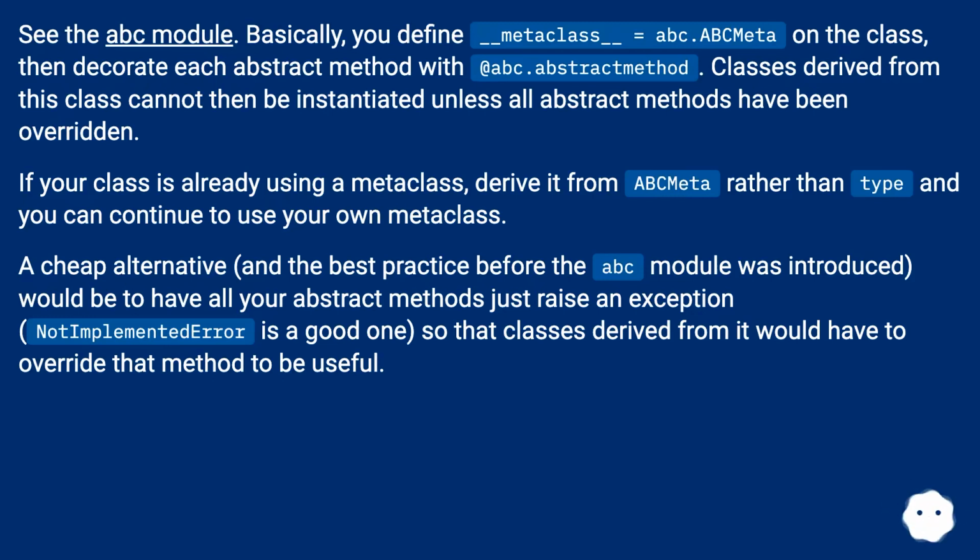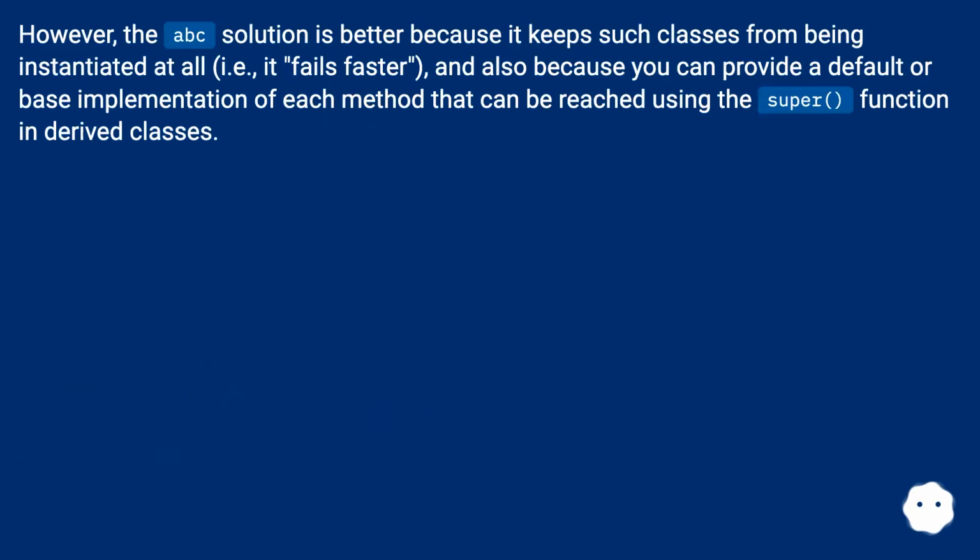A cheap alternative, and the best practice before the ABC module was introduced, would be to have all your abstract methods just raise an exception. NotImplementedError is a good one, so that classes derived from it would have to override that method to be useful. However, the ABC solution is better because it keeps such classes from being instantiated at all, i.e., it fails faster, and also because you can provide a default or base implementation of each method that can be reached using the super function in derived classes.